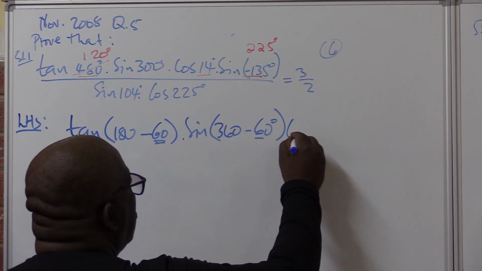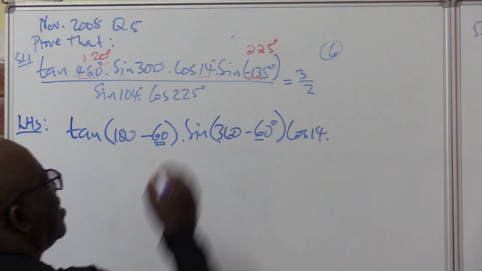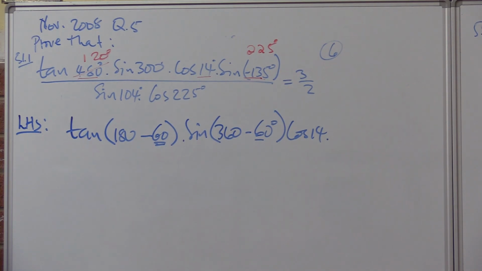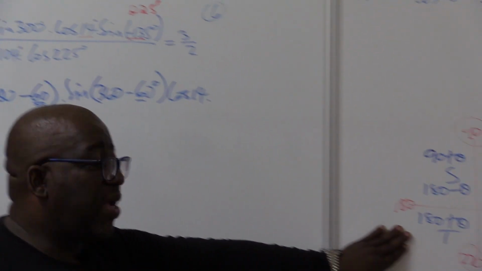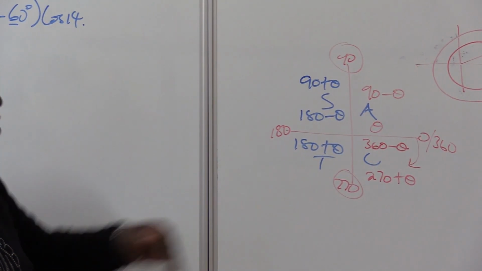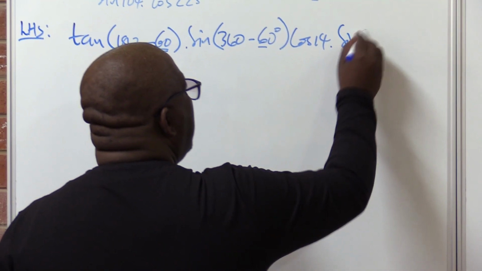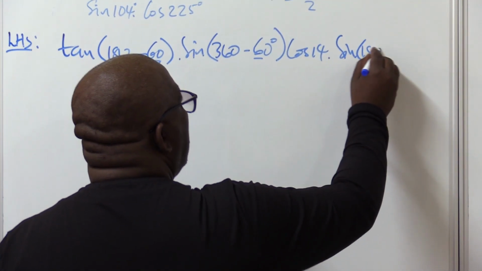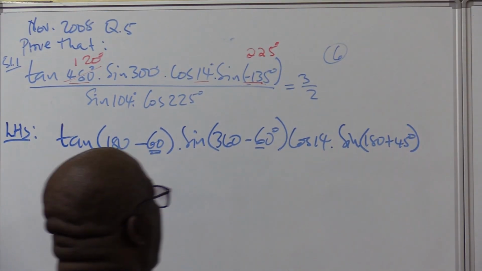Cosine 14, I don't know what that is. I don't stress about it. Next, this is the same as 225. 225 is in which quadrant? It is in this quadrant. How do we get 225? It should be 180 plus 45. Yes, I do get a special angle there. This is the same as sine of 180 degrees plus 45 degrees.